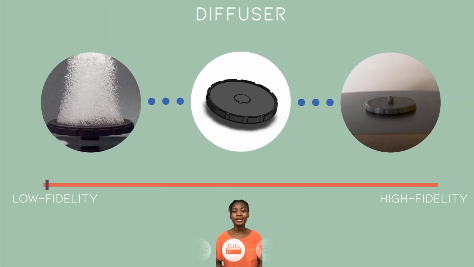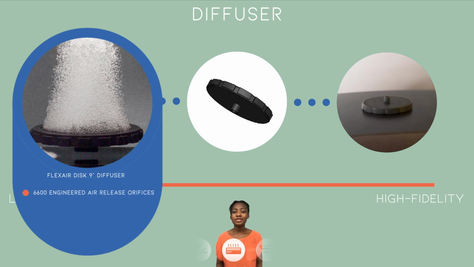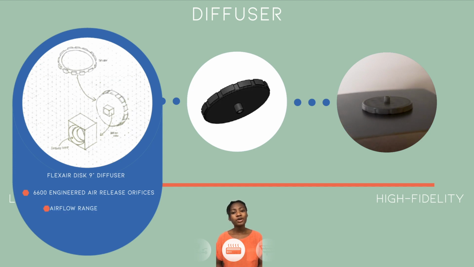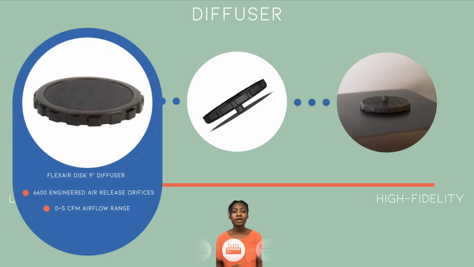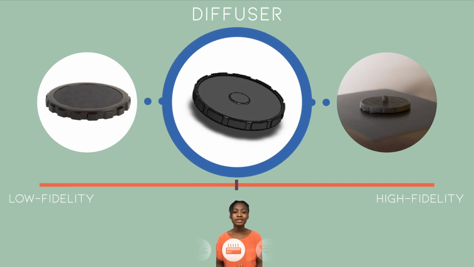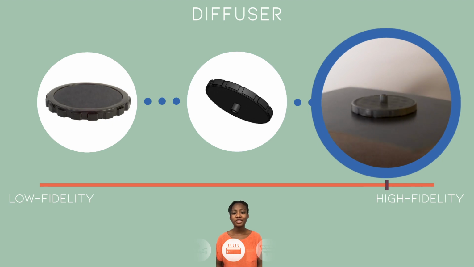It's the FlexiDisc 9-inch disc air diffuser. It has 6,600 engineered release surfaces, which is up to 20% more than comparable models. It also has a 0 to 5 CFM airflow range, which is compatible with the air pressure of the air compressor. It has a specially designed EPDM membrane, which improves oxygen transfer efficiency.